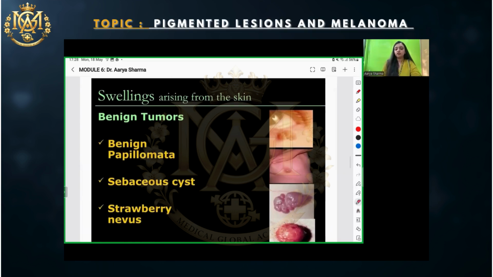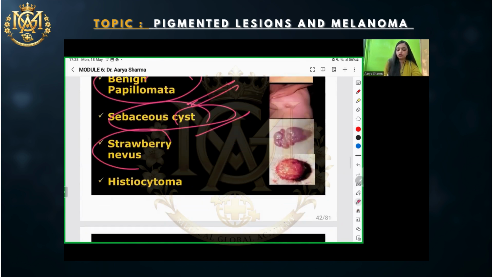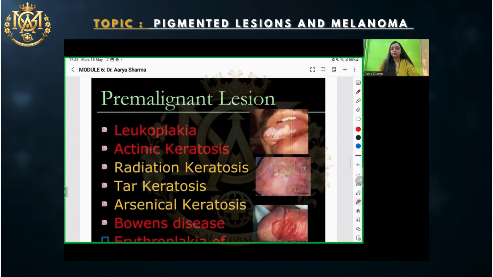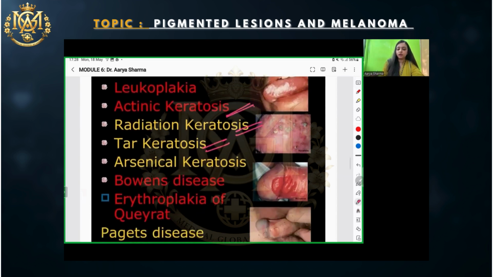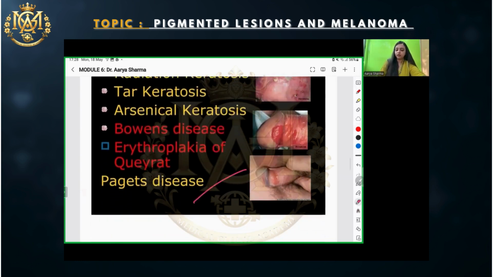Swelling that arises from the skin, what you have are benign papilloma, then sebaceous cyst, then strawberry nevus, this is the strawberry nevus, then the histiocytoma. Premalignant lesions, you have leukoplakia, actinic keratosis, radiation keratosis, tar keratosis, arsenical keratosis, Bowen's disease, and erythroplakia, followed by Paget's disease.